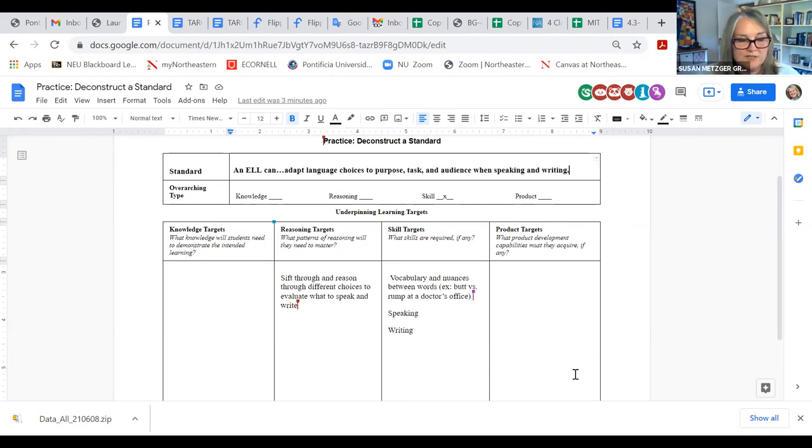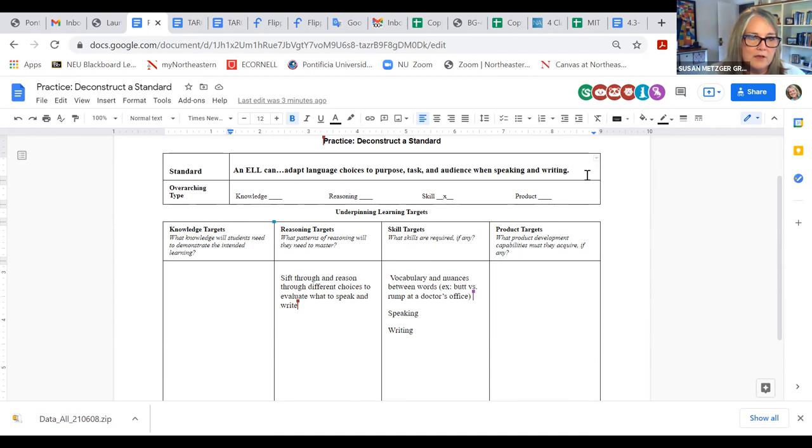I listened to what you just said. I think you said the product is what they do, or you require it to see if they understood. So really the standard is what they understood, but the product is the assessment, how you're gathering the evidence. Remember, we do have some standards that are products.